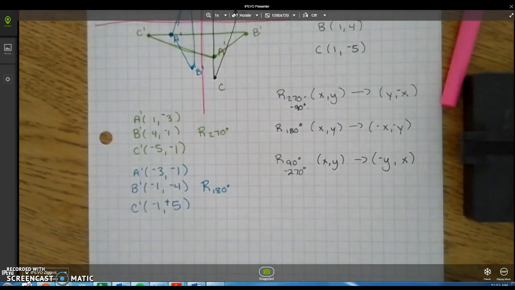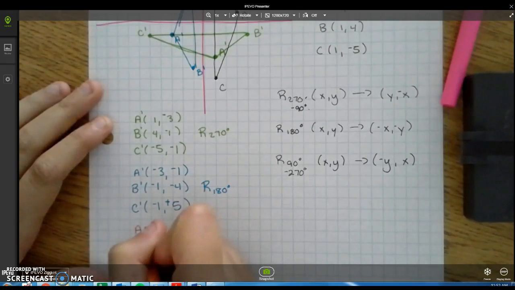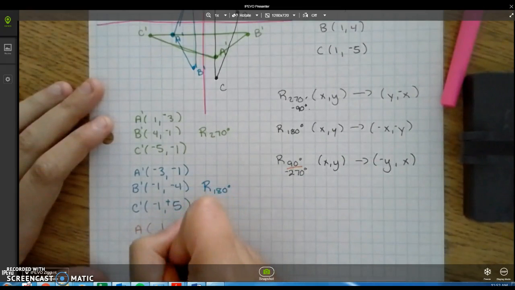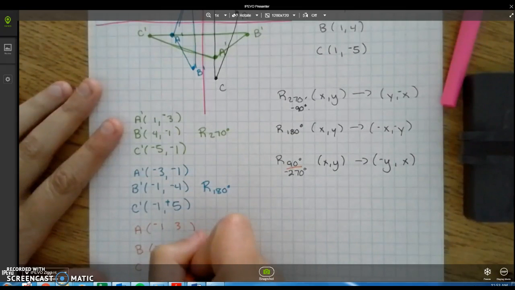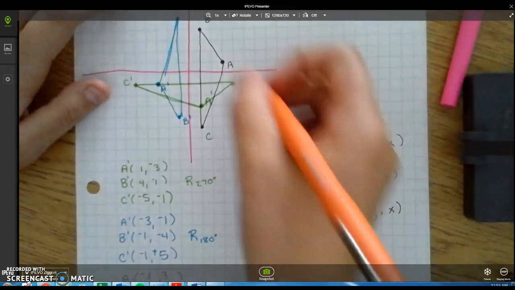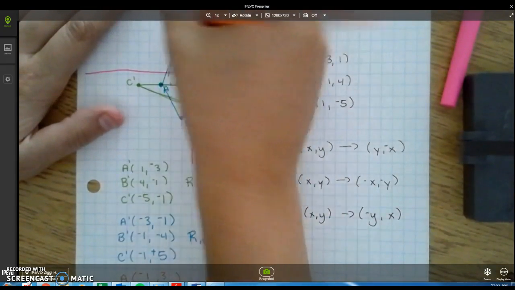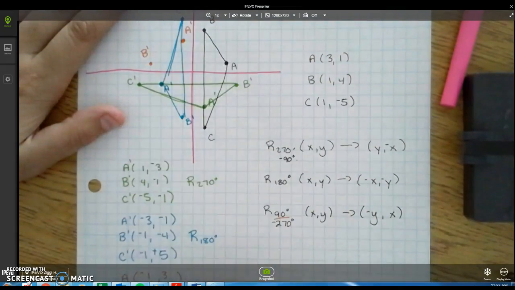And finally, I've got my last one. Rotation of 90 degrees, they flip places, and y negates. That's going to be negative 4, 1, and positive 5, 1, since it negates. Negative 1, 3. A prime, negative 4, 1. And C is 5.